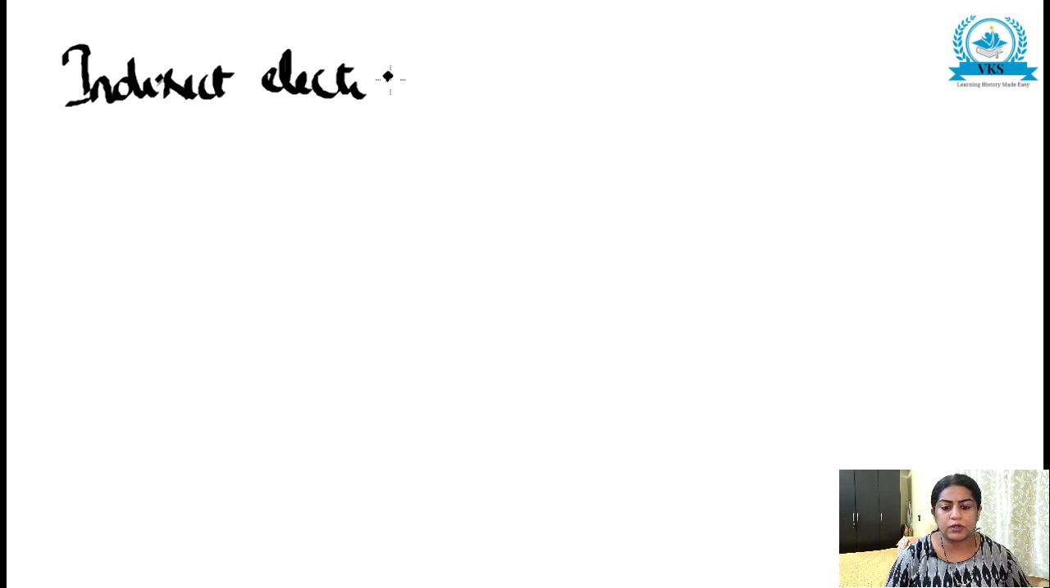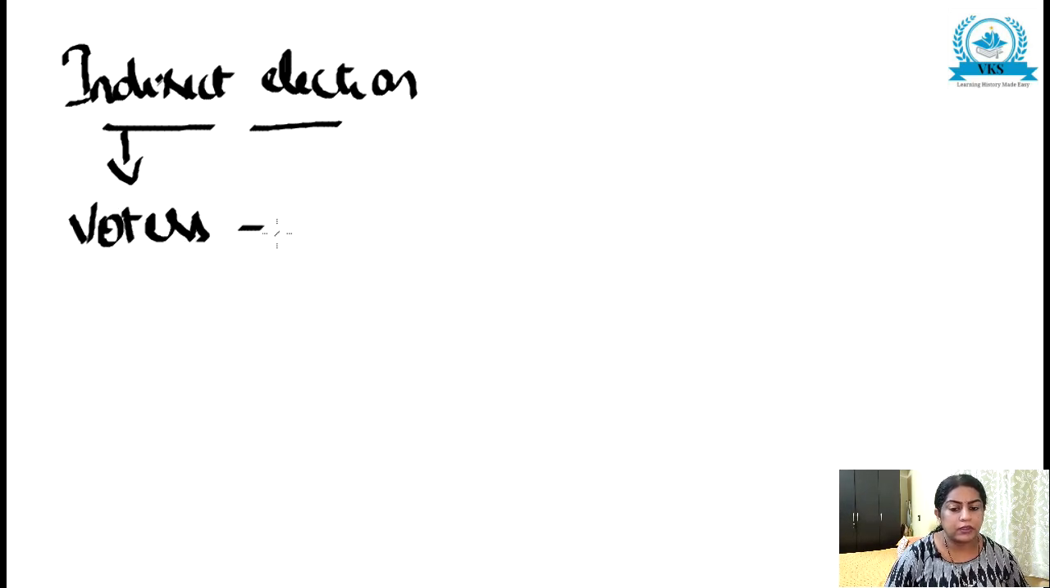Now let us move on to the next topic, that is indirect election. So what is indirect election? Where does indirect election happen? Let us see. It is another method of election where voters elect a group of members in the first instance. So here what happens in indirect election? Voters elect a group of members in the first instance.